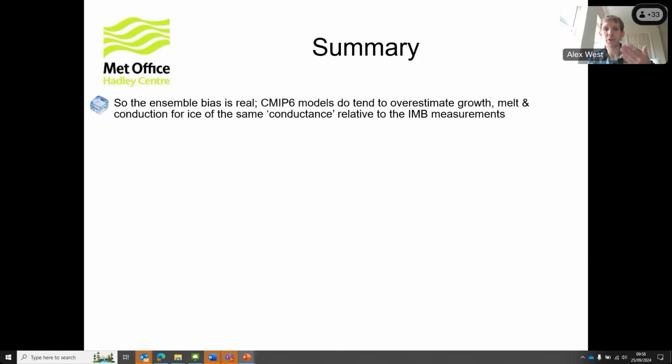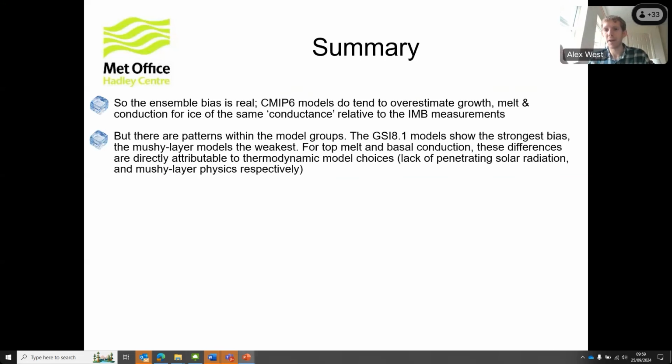The CMIP6 models do tend to overestimate these fluxes as a whole, but there are patterns within this. The GSA8 models show a particularly strong bias. The mushy layer models show a particularly weak one. And in the case of the top melt and the basal conduction, we can tie these differences directly to the thermodynamic model choices of these groups.